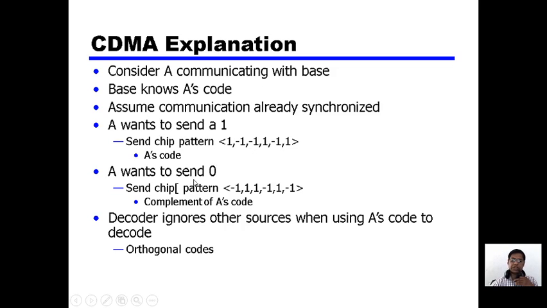If A wants to send 1, it sends this code. If at the same time A wants to send 0, it sends the complement of the code above: -1, 1, 1, -1, 1, -1. That is the complement of A's code. The decoder ignores other sources when using A's code to decode. This works through orthogonal codes.